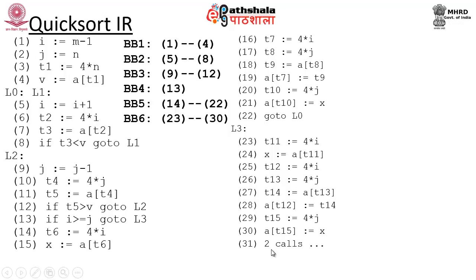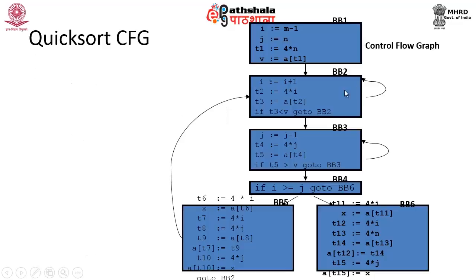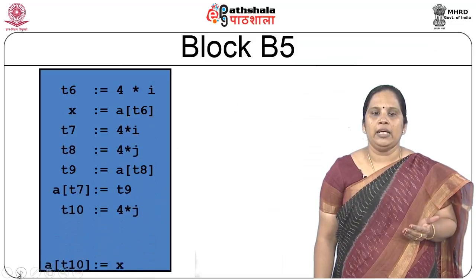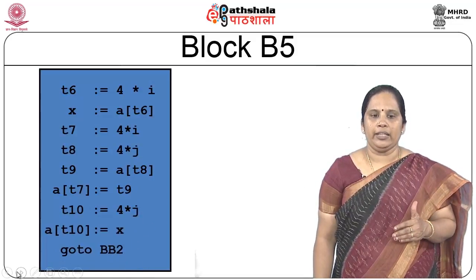These 2 calls here are the recursive calls to quicksort, which we will not discuss in the recursive algorithm. Our aim is just to look at this control flow for discussion on the optimization techniques. So, this is what we have here. For convenience, I have split the basic blocks, and the expanded versions of B5 and B6 are here.